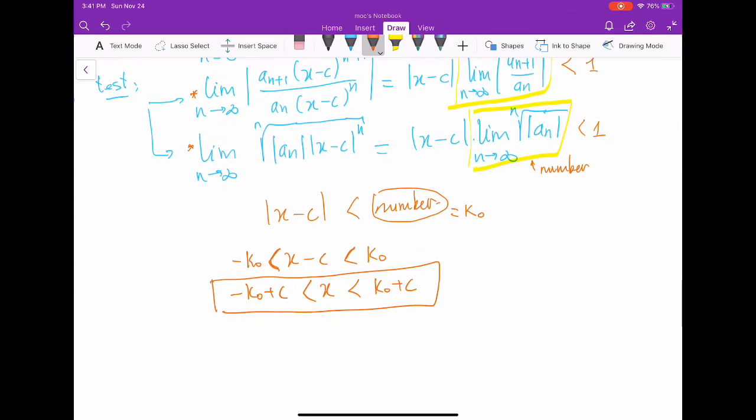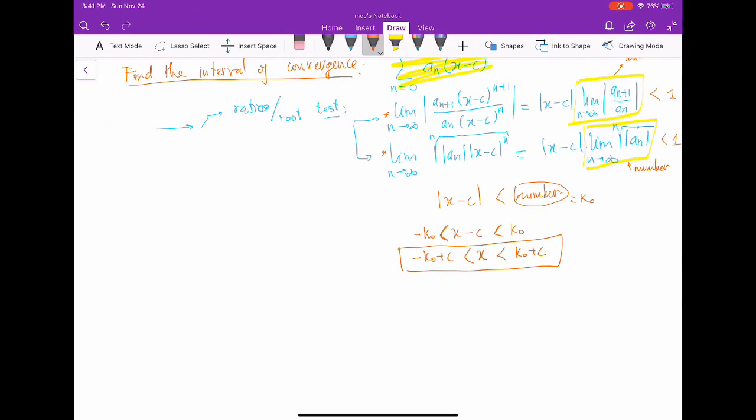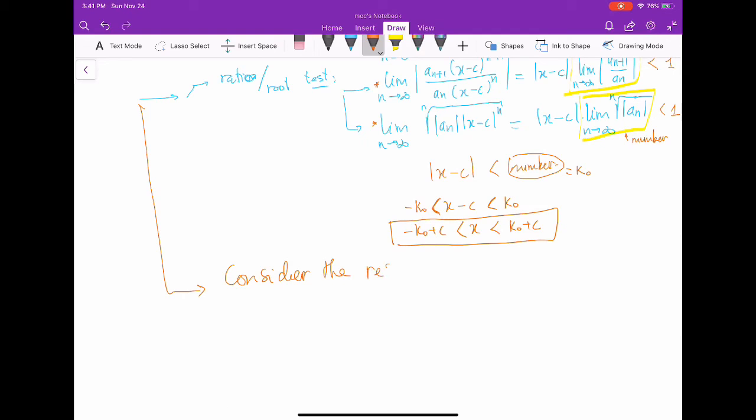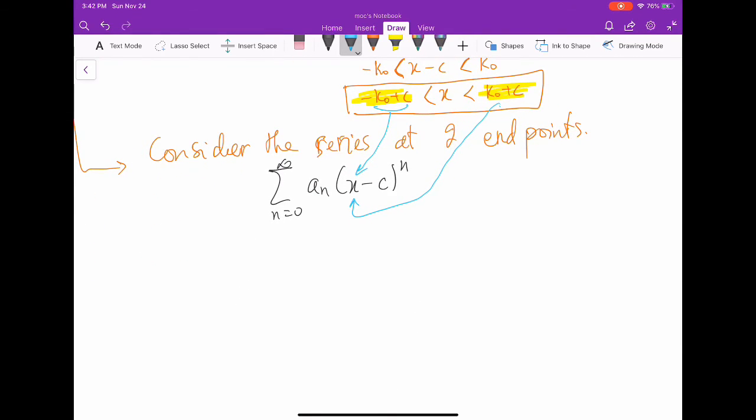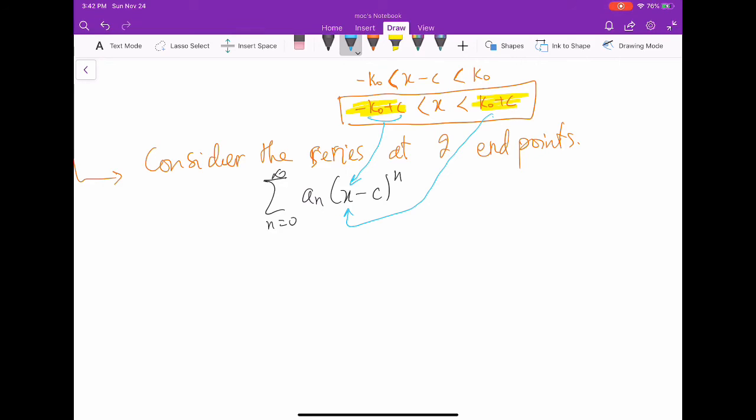So you already have some interval of x, but that's not all. That is just the first step. The second step is to consider the series at the two endpoints. The first endpoint is this one, and the second endpoint is this one. You plug them into your original series, the sum of a_n (x minus c)^n from n equals 0 to infinity. So you get two numerical series, and you have to consider the convergence of those series. Then combine with this interval to get the final answer.